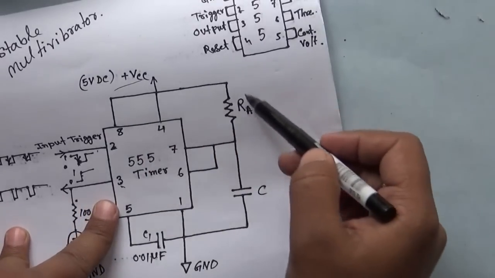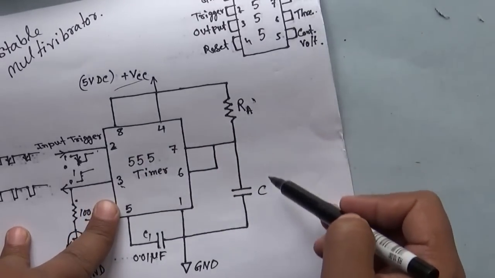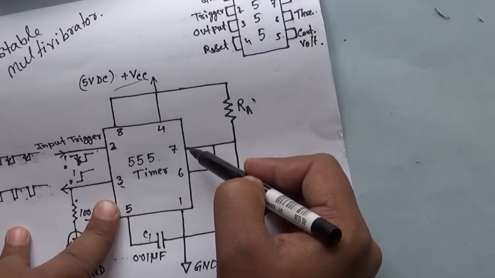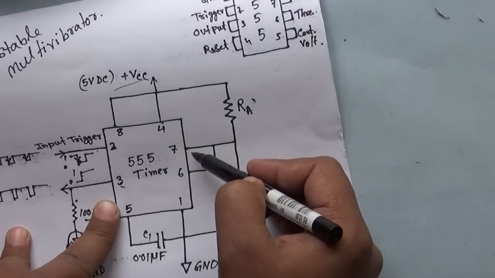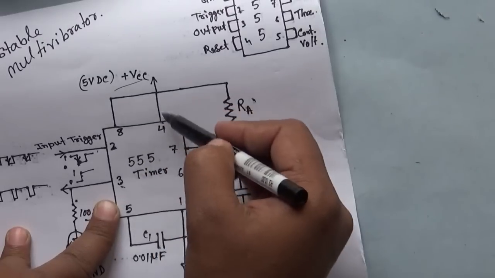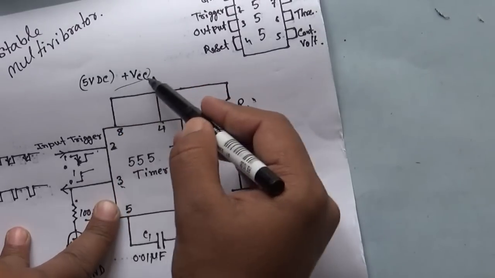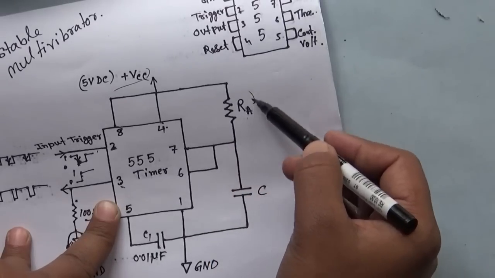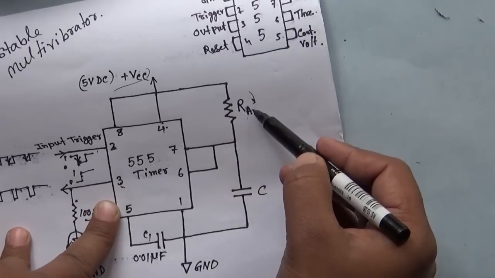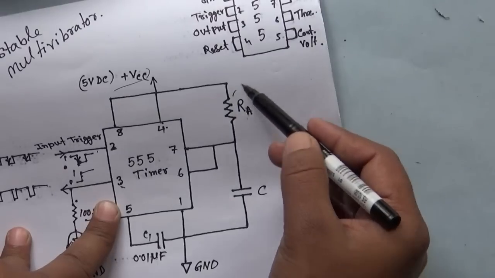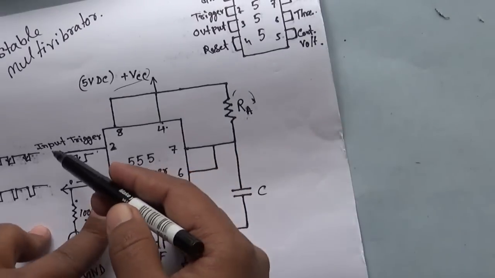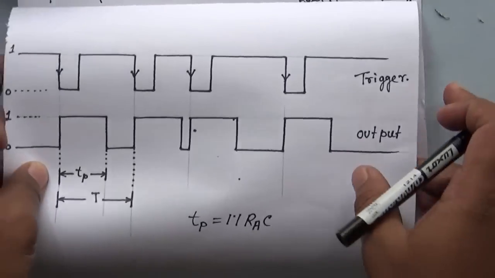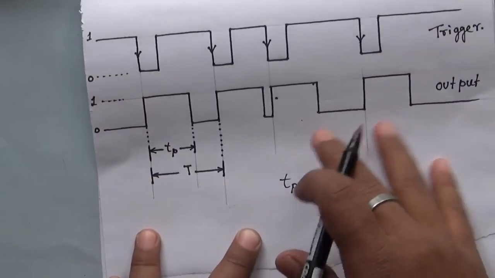Now we are going to the other configuration of the circuit. Here RA and C are the main part. RA is directly connected between 7 and 4. 4 and 8 are directly connected to VCC. RA can be chosen according to TP. TP is the peak time. So, okay, now let me explain what is TP.